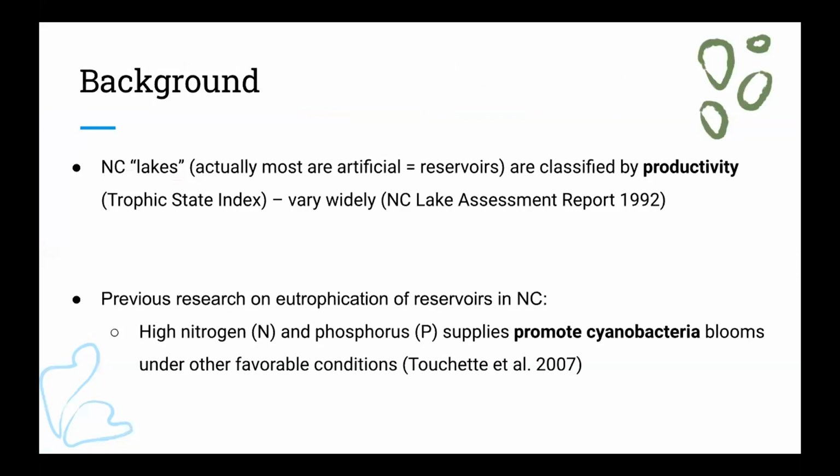Lakes in North Carolina, which are often just artificial reservoirs, are classified by productivity, which is referred to as the Trophic State Index. North Carolina lakes vary widely in trophic classifications, and most are considered mesotrophic to eutrophic, which is moderately to highly productive. Previous research on eutrophication in reservoirs in North Carolina indicates that high nitrogen and phosphorus supplies often promote cyanobacteria blooms.